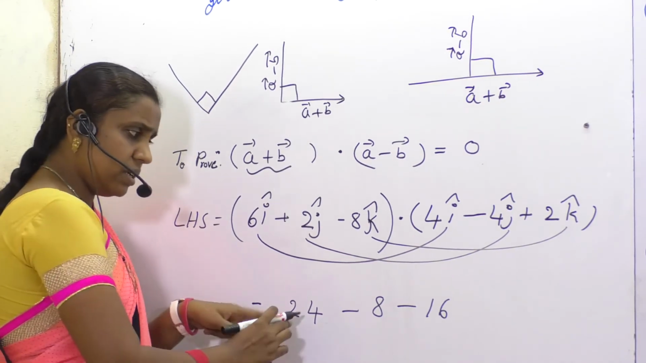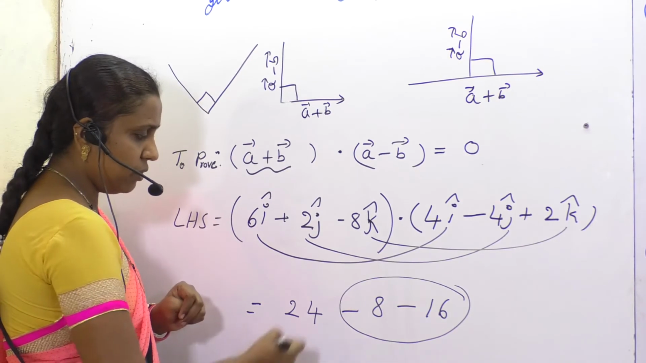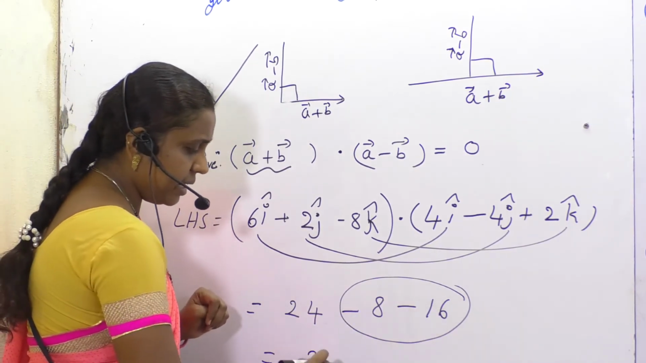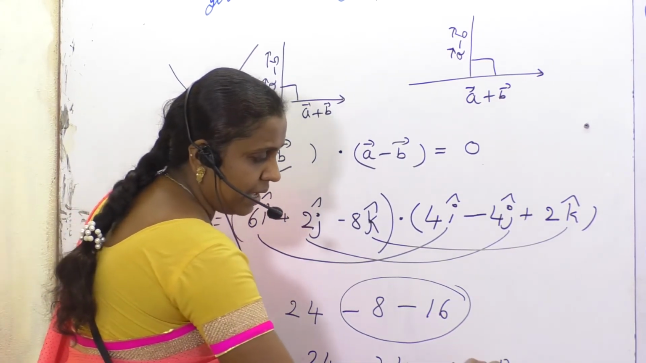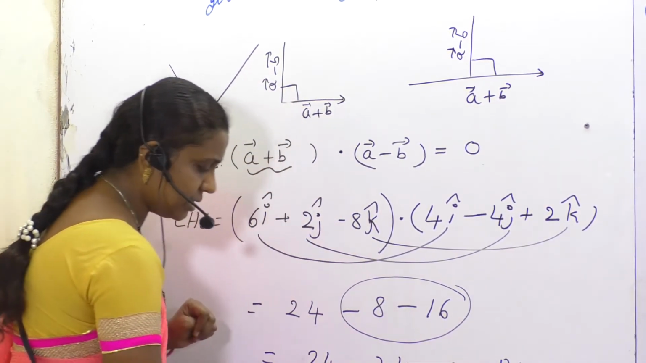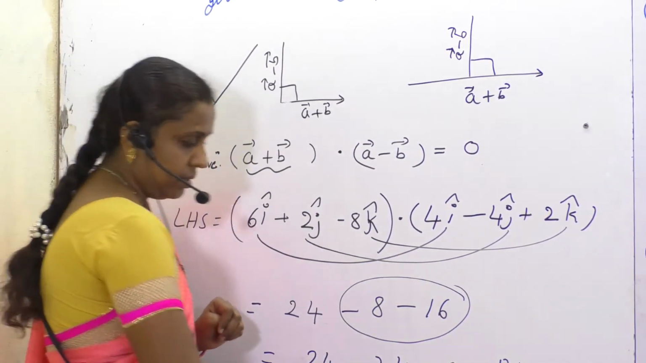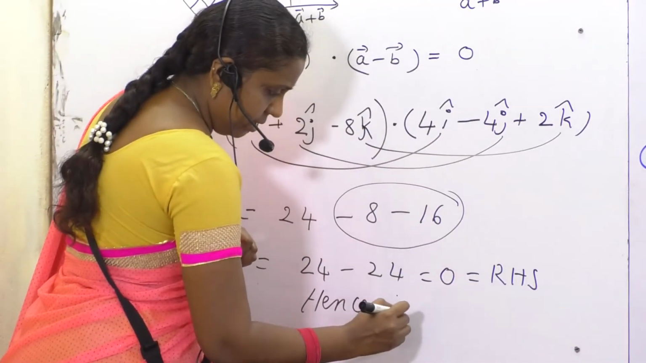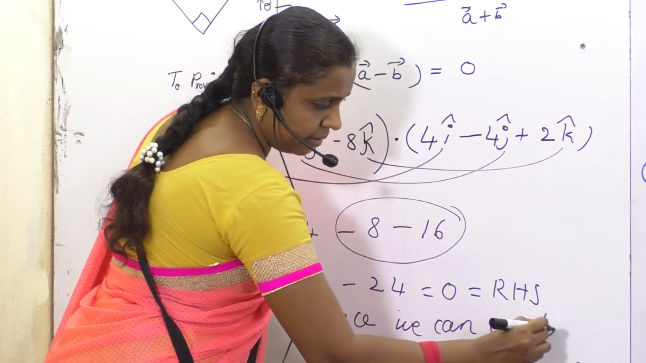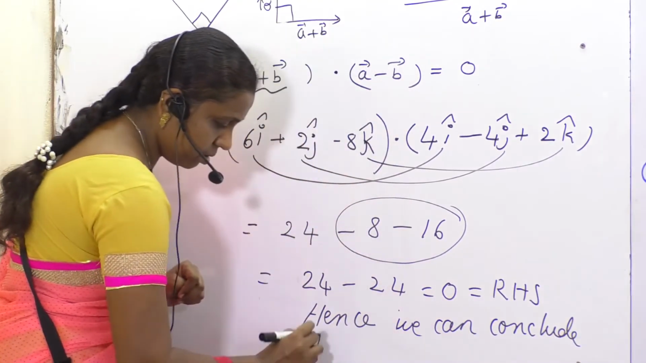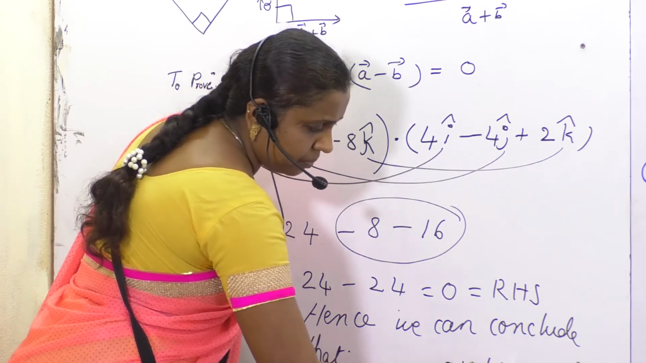Okay, is it not 0? Tell me, this is minus 24, this one is plus 24, everything cancels and what you will find? Equal to 0, which is equal to RHS. Hence we can conclude that the two vectors are perpendicular.